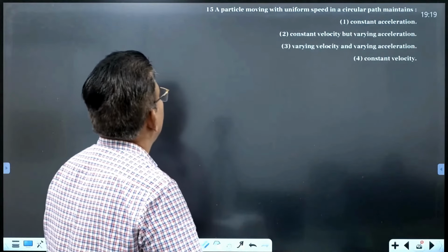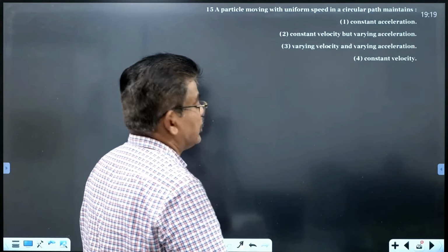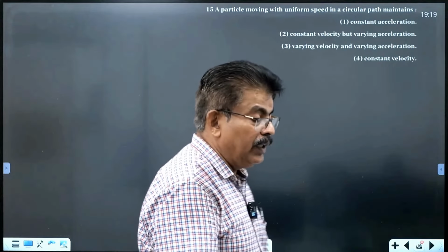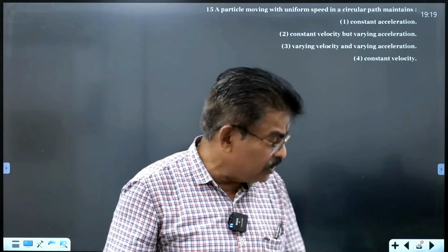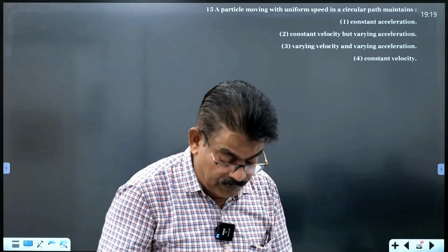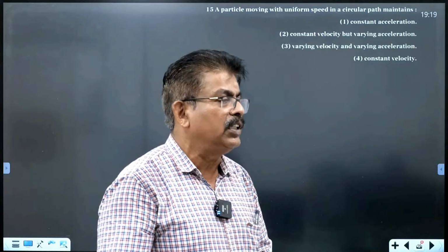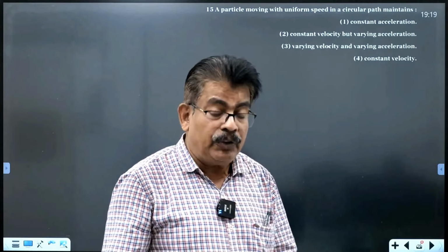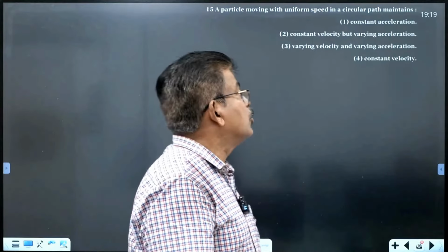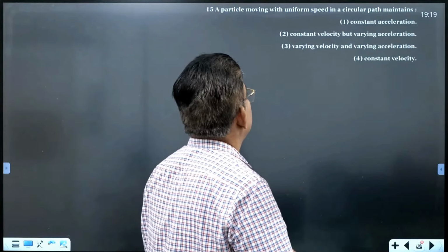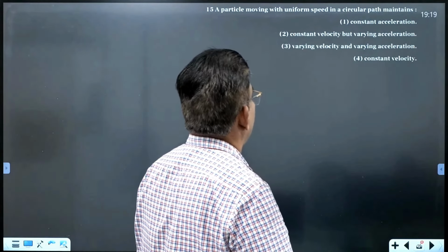Next one, a particle is moving at a uniform speed in a circular path, maintaining uniform speed. What is continuously changing? Velocity is continuously changing. Therefore, direction is changing, velocity is changing. Acceleration's magnitude is only constant, so acceleration is also changing direction. So constant acceleration is a wrong statement. Constant velocity is a wrong statement.